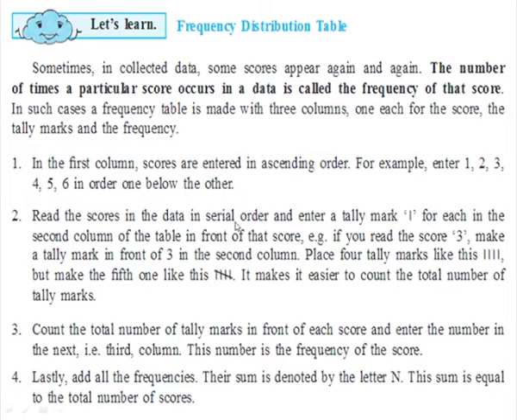So as we have counted 5 tally marks, you will write 5 in the third column, that is the column of frequency. Lastly, add all the frequencies. Their sum is denoted by the capital letter N. This sum is equal to the total number of the scores. So after writing the frequency of all the scores, you will add all the frequencies. The sum that you get is equal to the total number of scores, and you will represent it using the capital letter N.